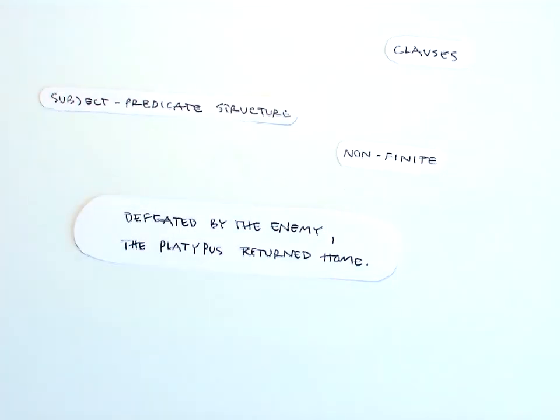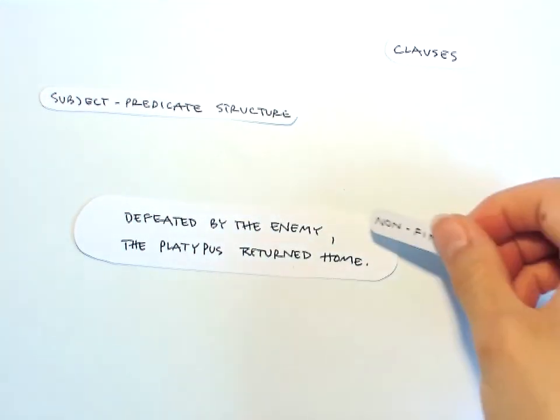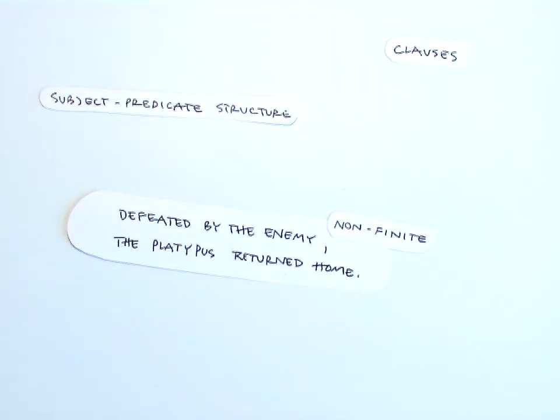Defeated by the enemy, the platypus returned home. The first clause is non-finite. It has no tensed verb and no subject. The subject is implied. The -ed participle clause here is called the passive participle clause.